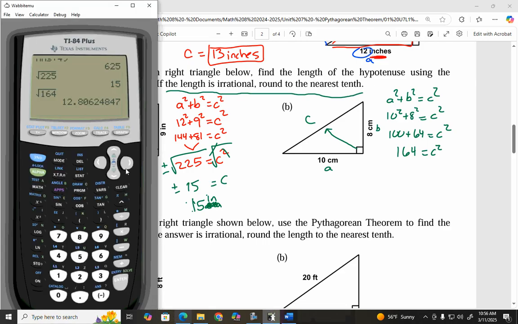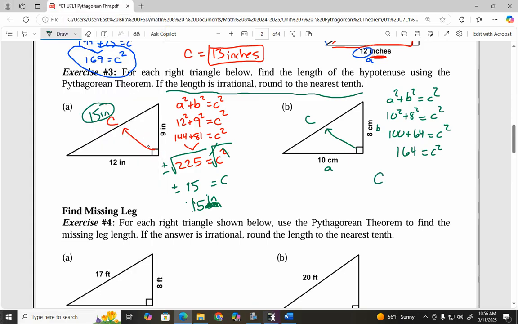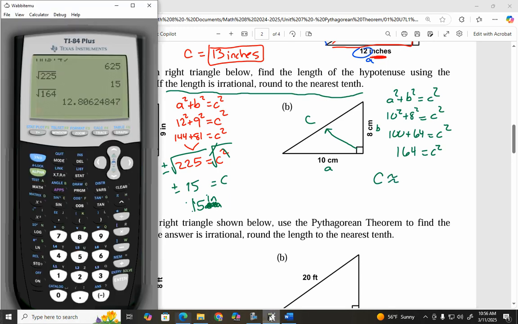So on my calculator, I could see it's 12.80624847 dot dot dot. I know that it goes on forever, but I can round to the nearest tenth. So I'm going to say C is about 12.8.